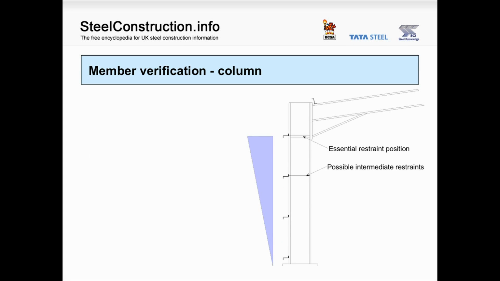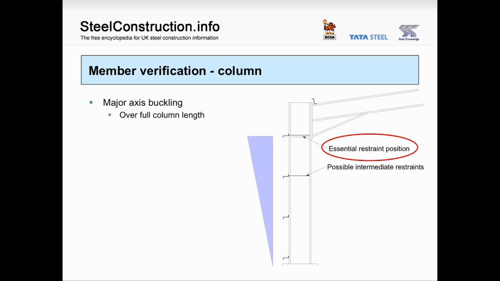So first of all, considering a column, the first thing to say is that restraint at the junction of the underside of the haunch and the inside of the column flange is absolutely essential. So in everything I now go on to say, it's assumed that there is a restraint at that position. All the original research assumed that there was a restraint at the junction of the inside of the column flange at the level of the bottom of the haunch.